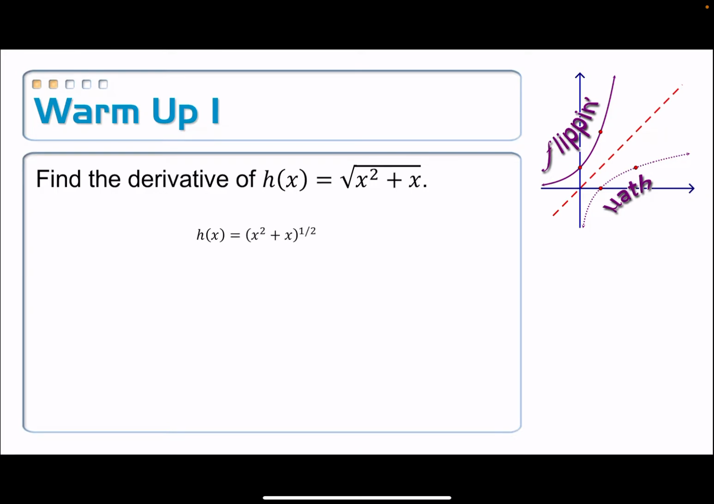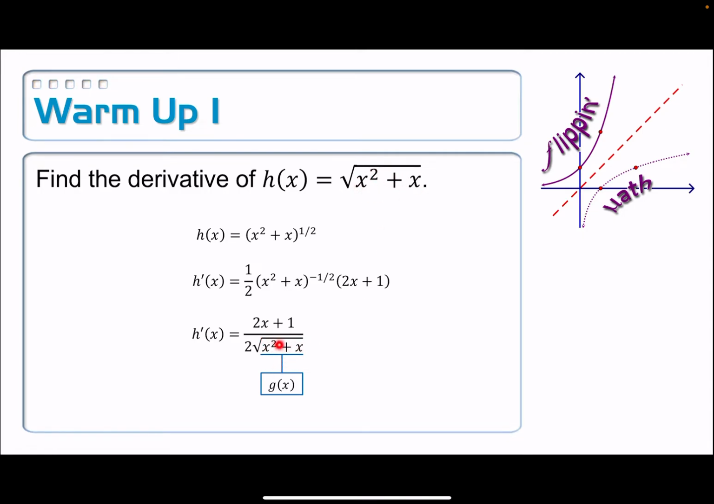So let's rewrite our function so that it's to some rational power, and then I can leapfrog that power down, of course, and then apply the chain rule. So I would have 1/2 times x squared plus x to the negative 1/2 power, and then multiply it times the derivative of the interior function there, which is 2x plus 1. Let's clean this thing up, bring this x squared plus x down to the bottom for a positive exponent, make it look real pretty.